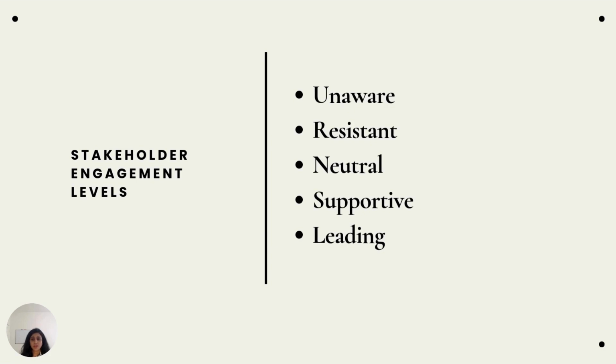Now, next comes the neutral type of stakeholders. They know the project but don't care either way. Strategy, the quadrant we saw. What do we do? We monitor these stakeholders, right?